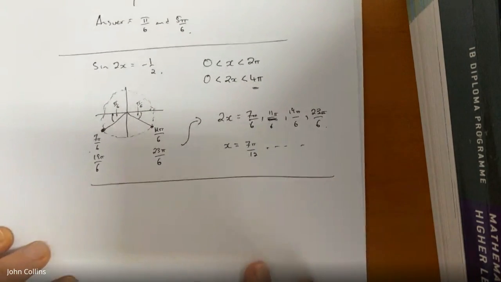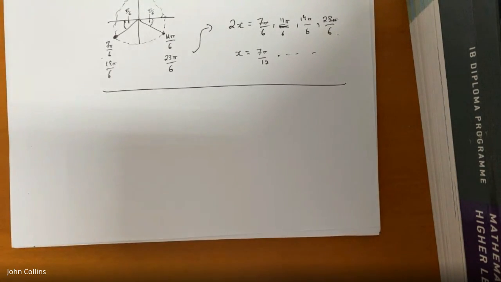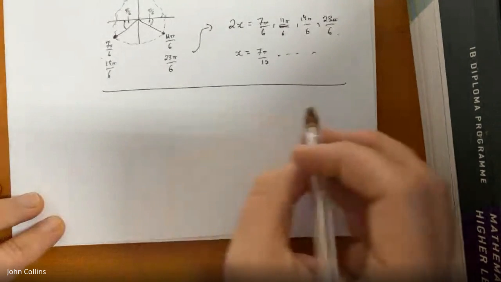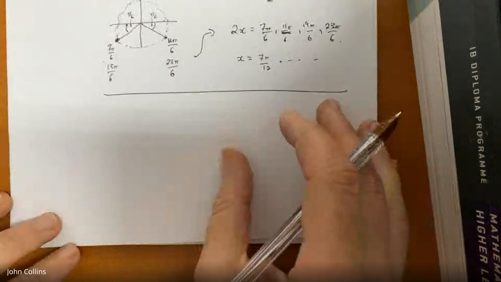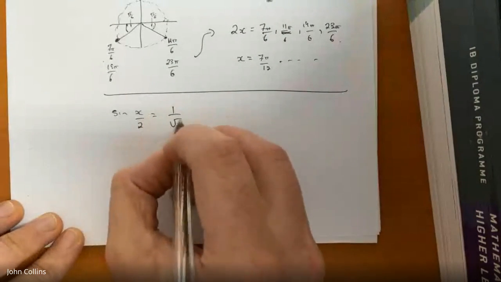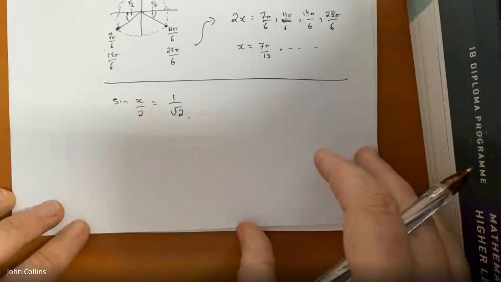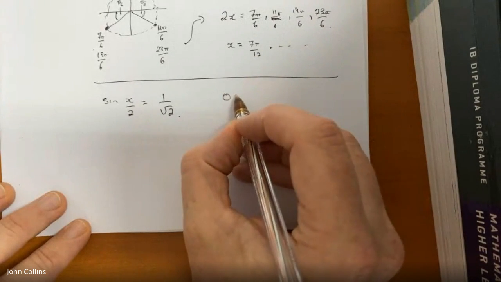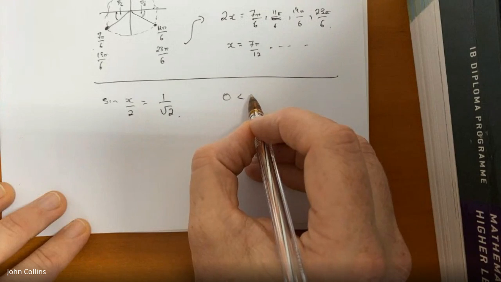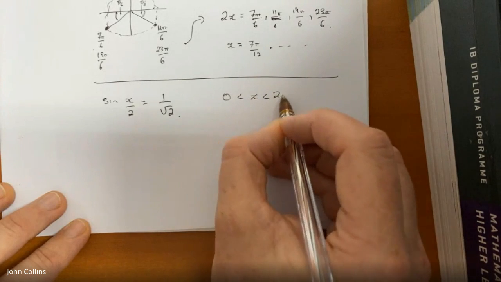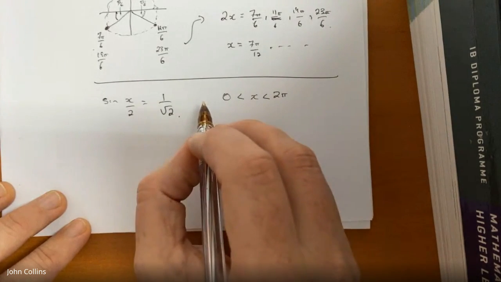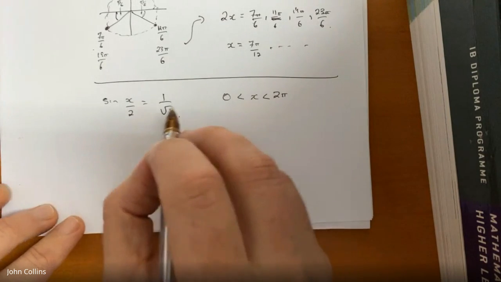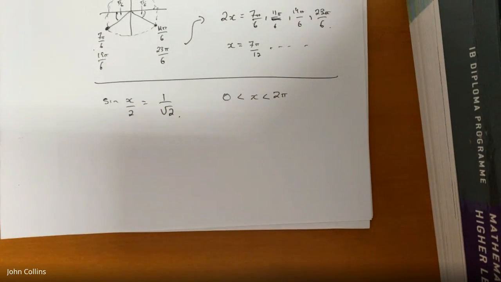Next one, then. We'll do one more of these sine ones, and then we'll get to where this will be the answer to a question rather than just the question. So what if sine x over 2 is equal to 1 over root 2, for example? Move the 2 to the other side and multiply both sides by 2. That won't multiply the angle by 2. That will multiply the sine of the angle by 2.